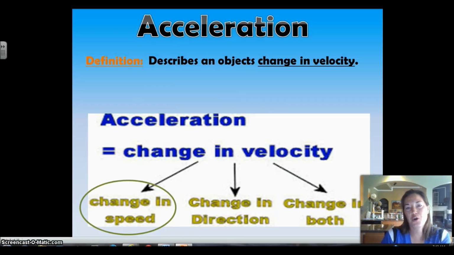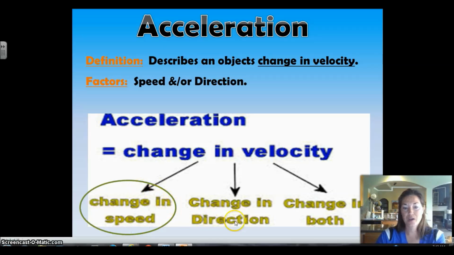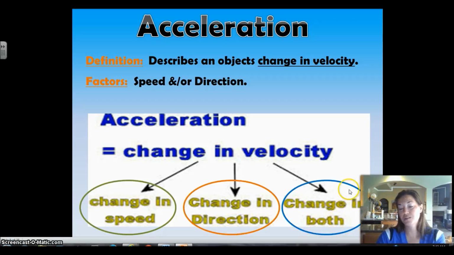Acceleration is a third way we can describe motion. Acceleration describes an object's change in velocity. And there are 3 different ways an object can accelerate. It can accelerate by changing its speed. It can accelerate by changing its direction. And it can accelerate by changing both the speed and the direction. So the factors that determine acceleration are the speed of the object or the direction of the object. If either changes, then acceleration occurs.